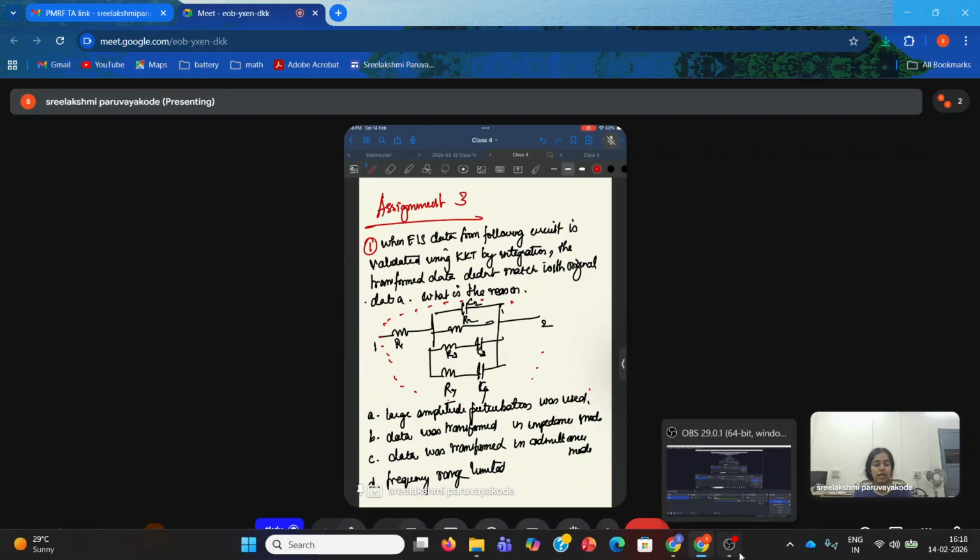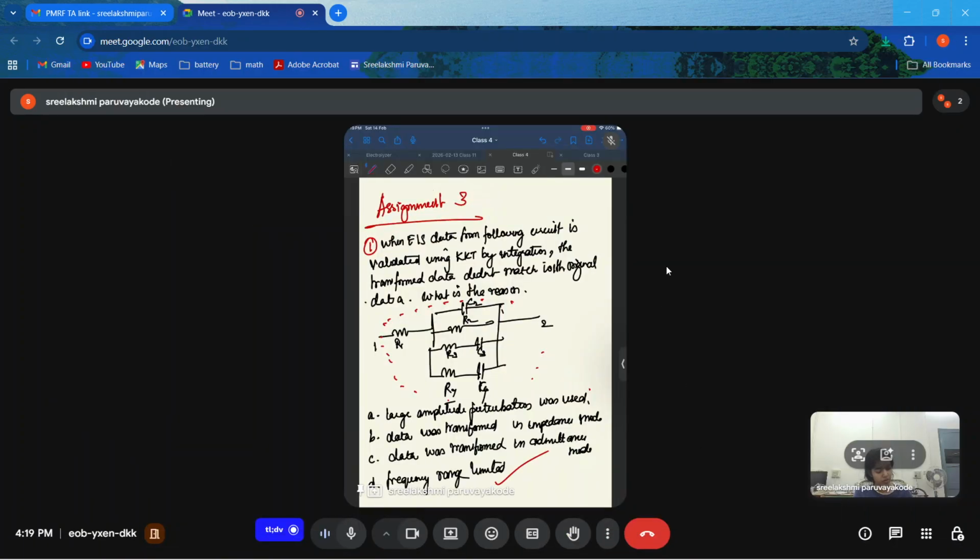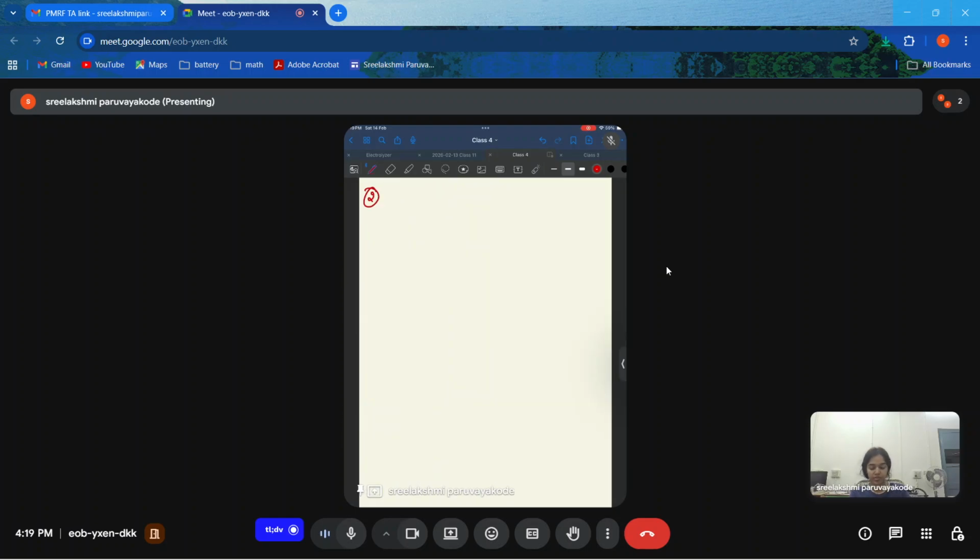So the right option here is frequency range is limited. Not the first reason because it may or may not be. There are cases when non-linearity cannot be completely flagged off, and here we are using resistor and capacitor. If that is able to fit it well, then large amplitude may or may not be flagged up by KKT. But when the frequency range is limited, we are sure that this is a problem. Next question.